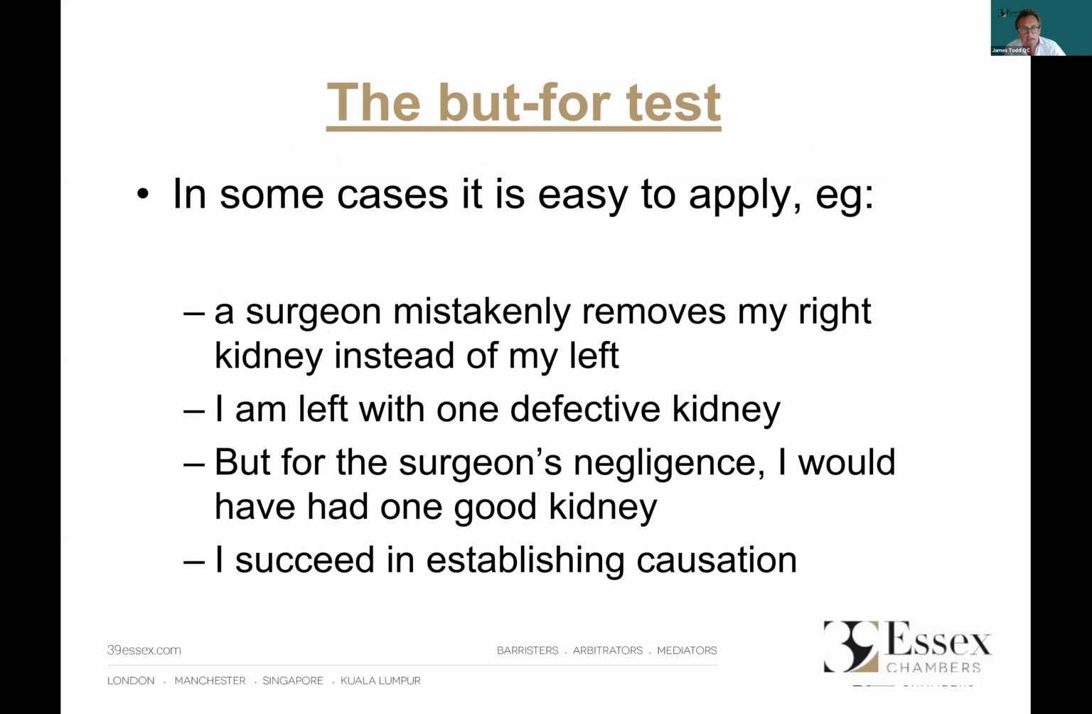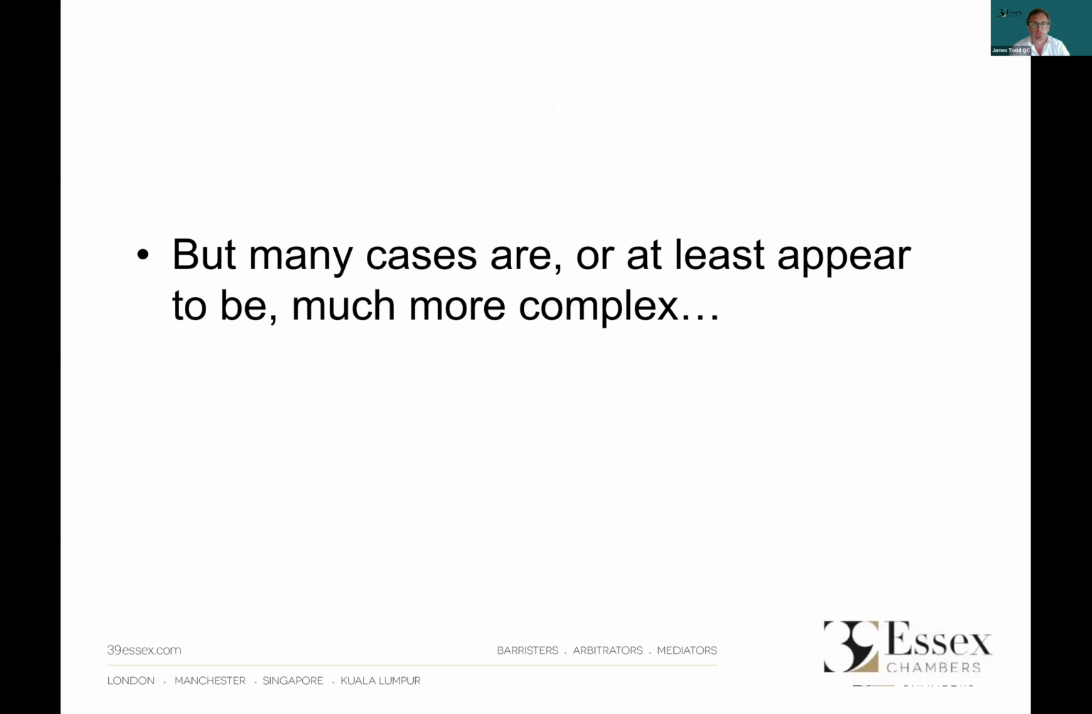We all know the but-for test, and indeed in many clinical negligence cases it is easy to apply. Let's take an example of a case where it causes no trouble at all. I go into hospital, a surgeon mistakenly removes my right kidney instead of my left. I'm left with one defective kidney. But for the surgeon's negligence, I would of course have had one good kidney. That's an easy one. I succeed in establishing causation. So that's the but-for test on causation at its most simple, and the claimant is not going to have any difficulty in a case of that kind. And there are many cases where the issue is precisely that simple.